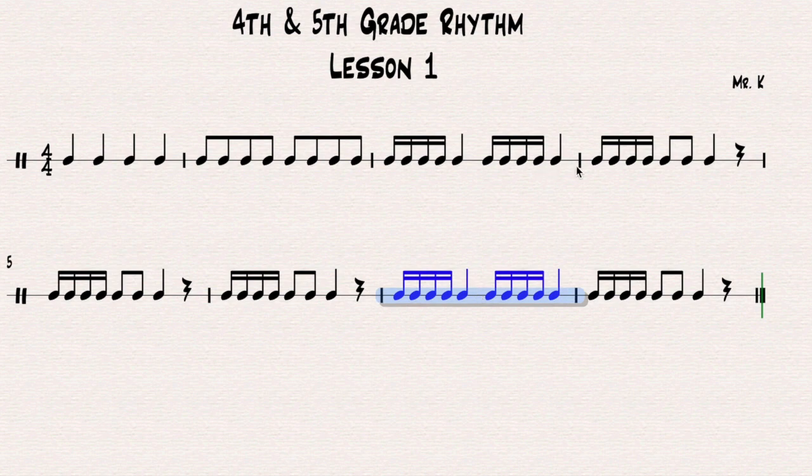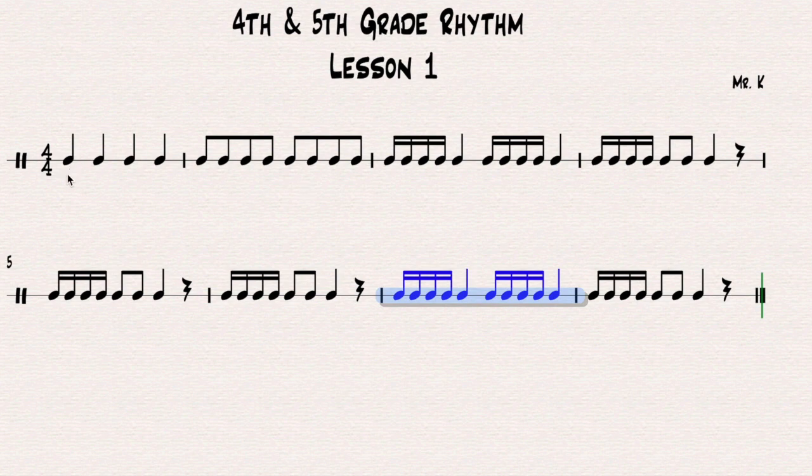All right, so let's try to put our first 3 measures together. 1, 2, ready, count. 1, 2, 3, 4. 1 and 2 and 3 and 4 and. 1 E and a 2, 3 E and a 4. Nice job. Let's do that one more time, just to make sure we all have it.